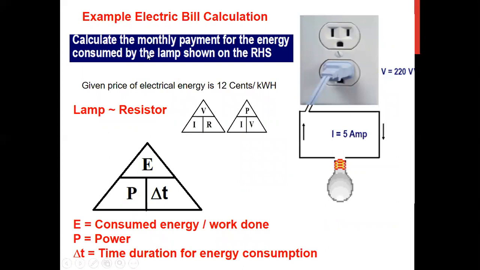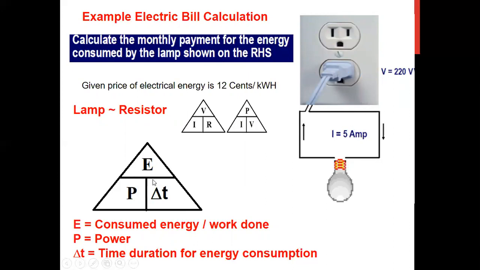Okay, so let us see one example of how the electric bill is calculated for our everyday household uses. For the monthly payment, we can see how much energy is consumed by a lamp. Here the household AC voltage supplied is 220 volts. For one bulb, if the current flowing through the bulb is 5 amperes, how can we calculate how much work is done or energy consumed?